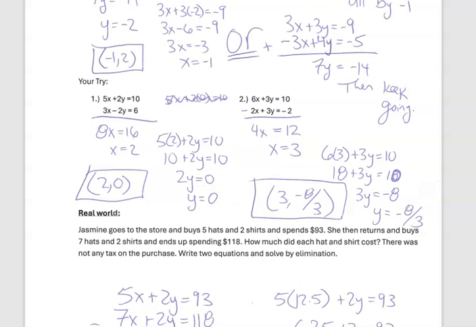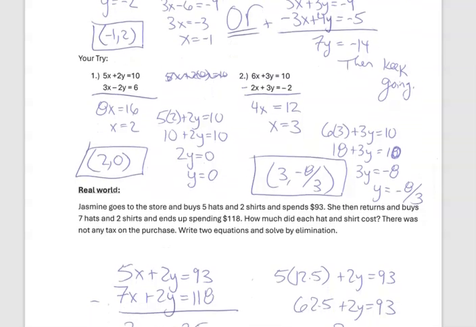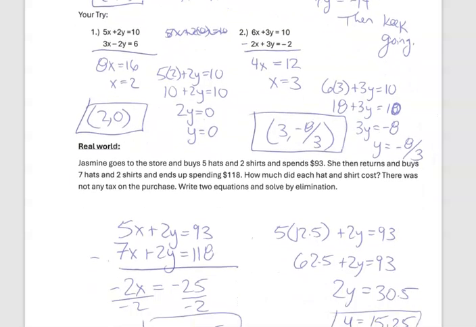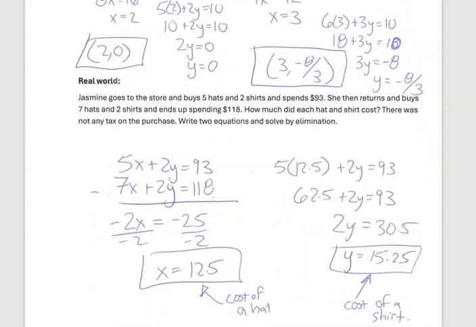Another option would just be to distribute a negative 1 through everything inside of that equation. So the positive 2 becomes negative, the positive 3 becomes negative, and the negative 2 becomes positive. So that is another way you can do it so that you have opposites and not the same thing.